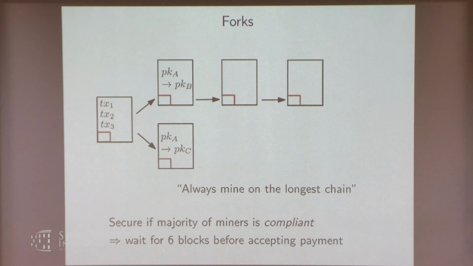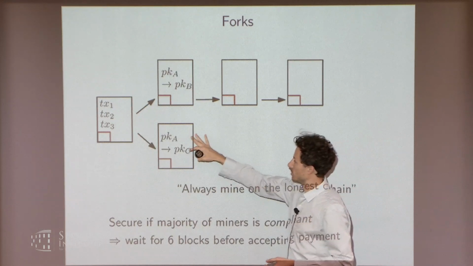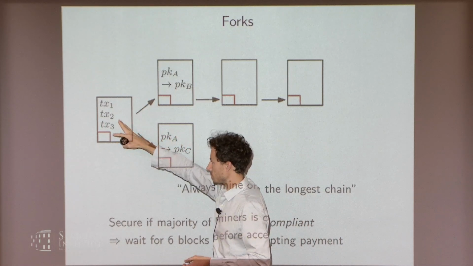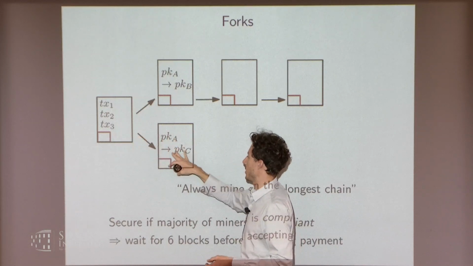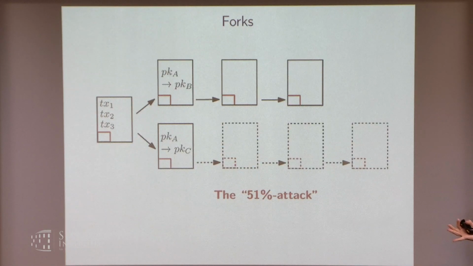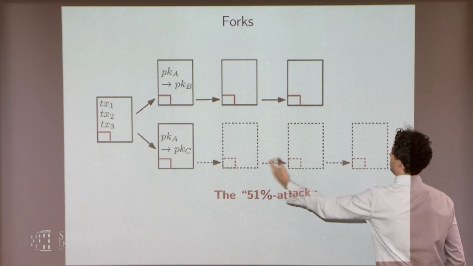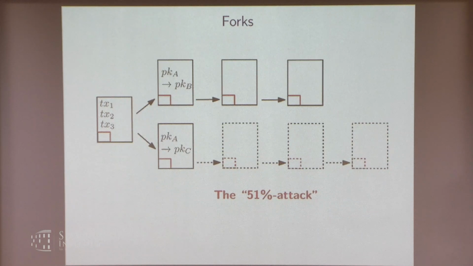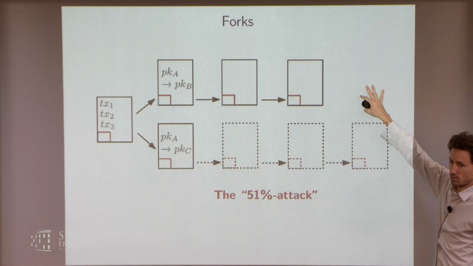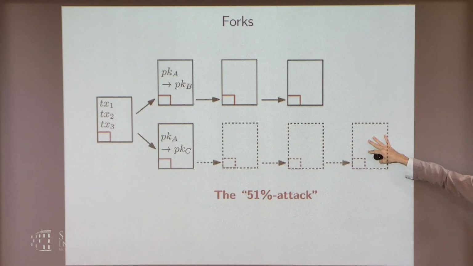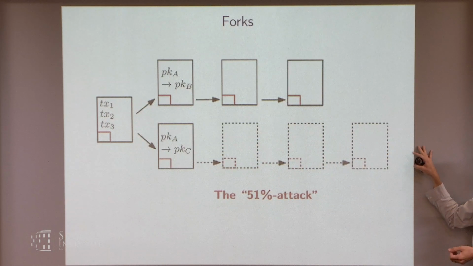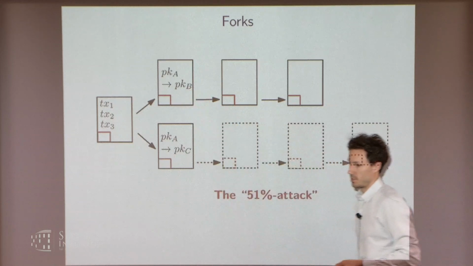Now, if Alice has a lot of computing power, more than half of it, then what she could do is revert this payment by spending her transaction to someone else, and then keep mining here. And if she's got more than half of the computing power, then at some point with almost certain probability, she will overtake the honest miners. And now even the honest miners, since they follow the protocol, will switch to Alice's chain, which means that this will be the chain that is considered to be the actual state of the Bitcoin network, and Bob will not have his money anymore.